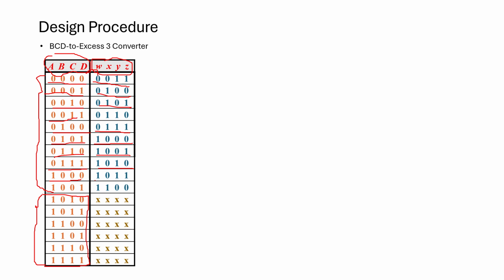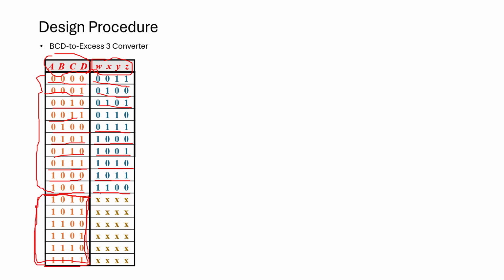8 plus 3 is 11, and 11 can be represented as 1011. Next, 9 plus 3 is 12, which we can represent as 1100. As I said earlier, we cannot write a BCD number from 10 to 15 as a 4-bit number.